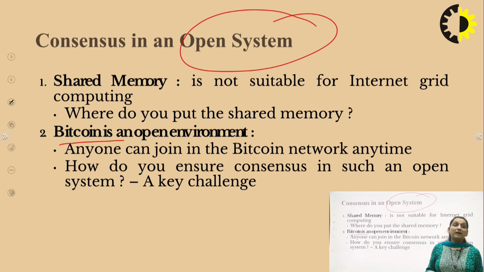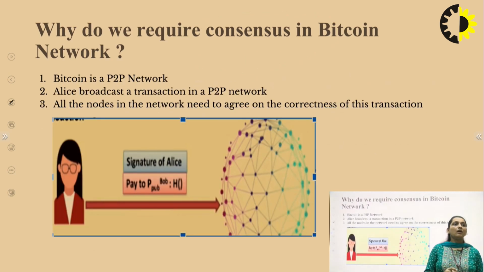In Bitcoin, anyone can join the network at any time. So we don't know the identity of who is faulty, who is causing a fault, or who is crashing. All these things are not maintained in an open system. So this is a challenge for consensus in an open system. We have to ensure how we can move to an open system consensus protocol. So why do we require consensus?